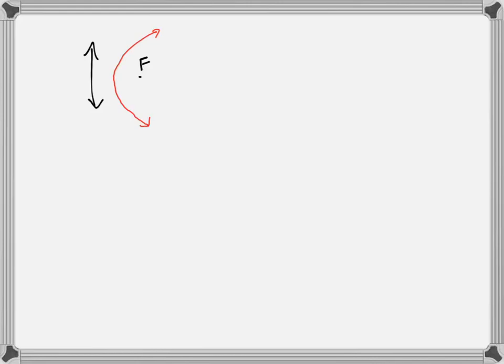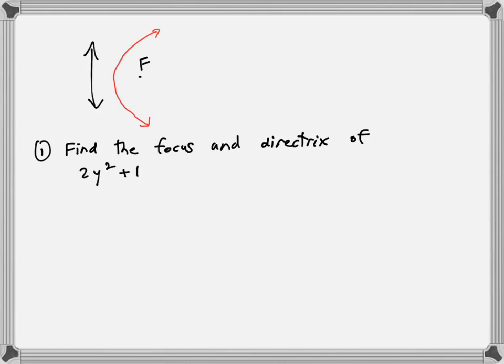Let's do a quick example before we move on. This will be example 1. I want us to find the focus and directrix of the parabola 2y squared plus 12x is equal to 0, and sketch the graph.